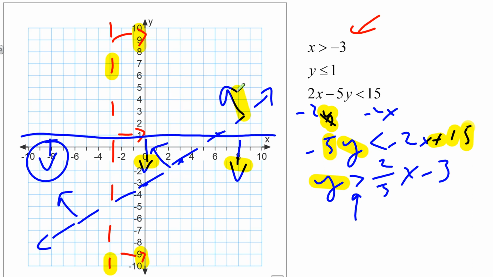So what you can see is, when I graph this, the little shape that's overlapping would be this triangle in here. Does everyone see how that triangle would be my solution to this system? And I've just done that system.